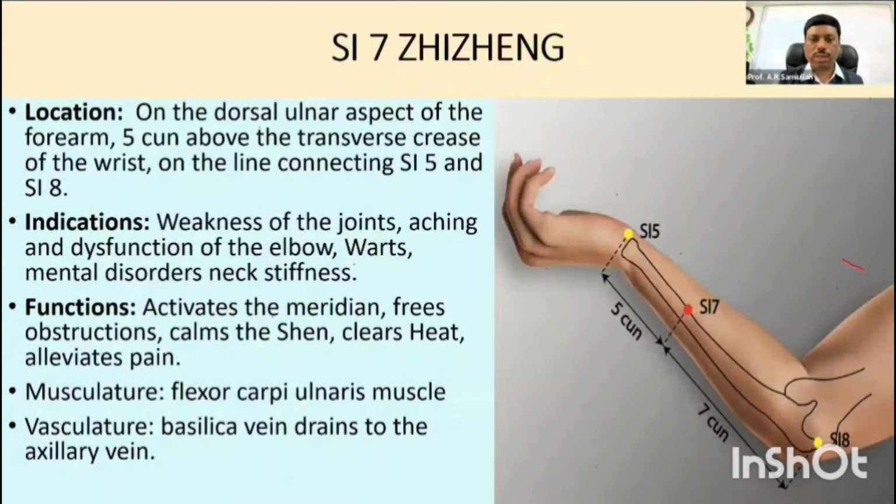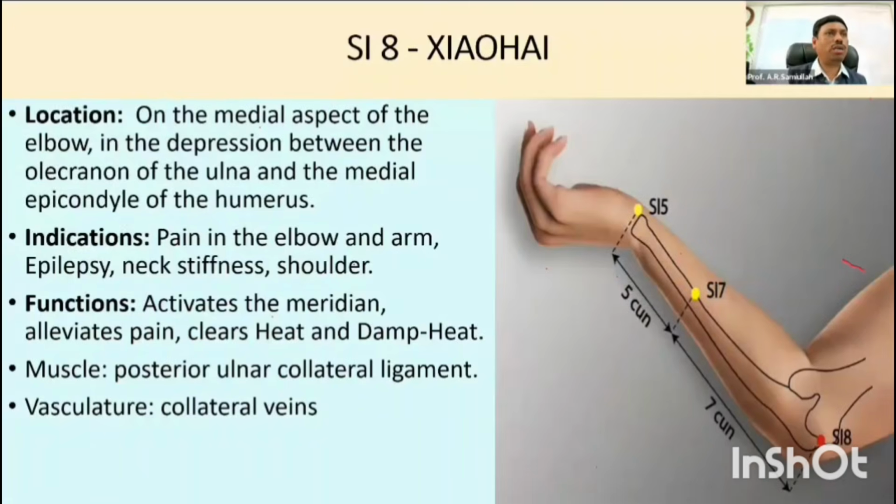Hopefully it helps weakness of the joints, pain in the elbow and also neck stiffness. This point is really important. Remember, if there is any problem in the hand, any nervous-related disorder, don't forget to apply this point. Now, the next point is known as Xiao Hai.